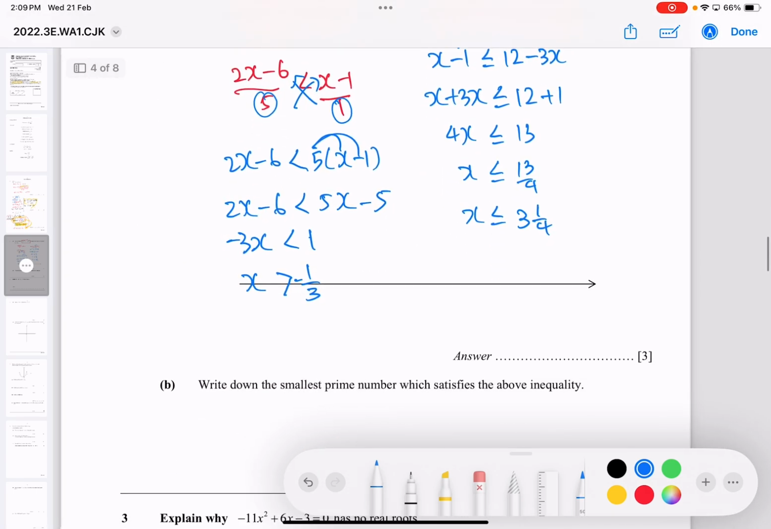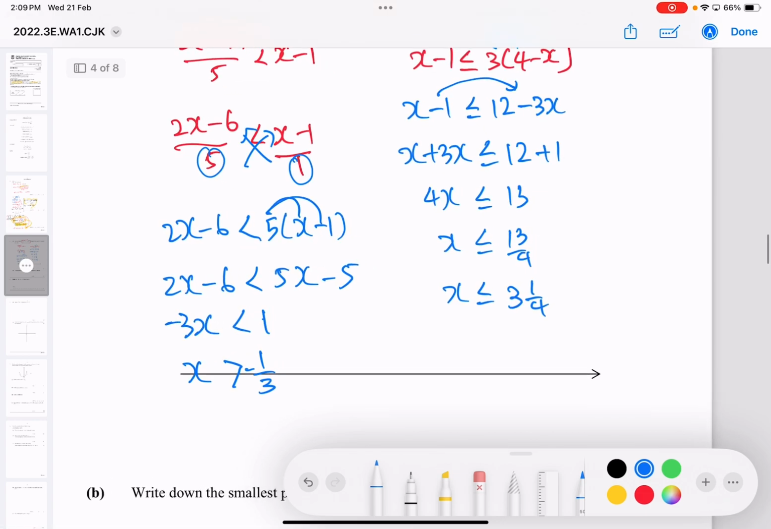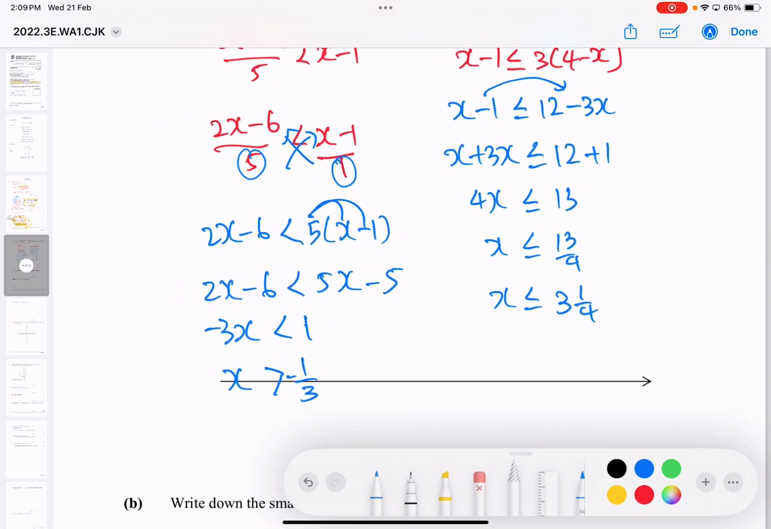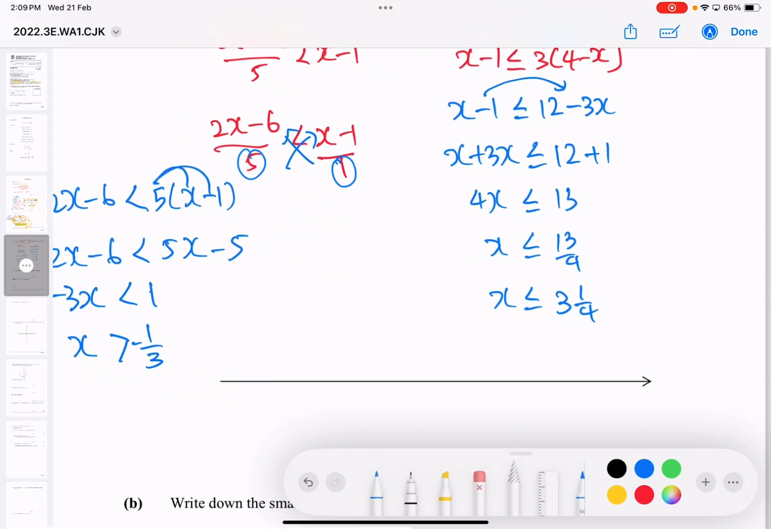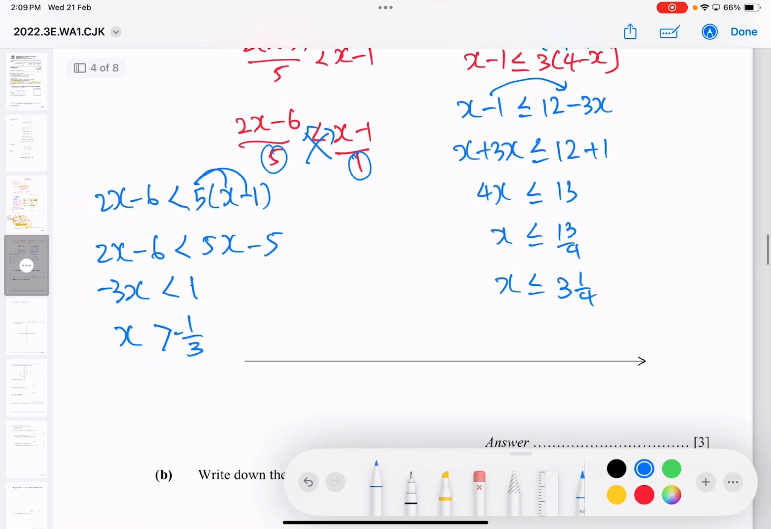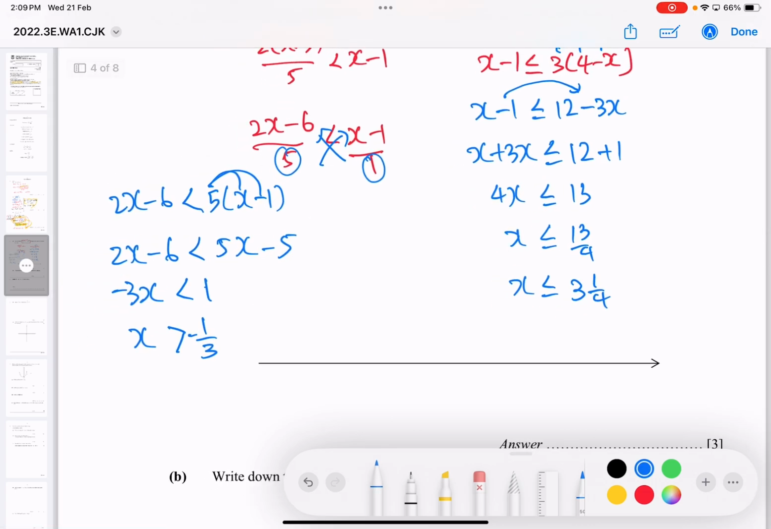Okay? Since they want you to solve and draw on the number line, this is relatively simple. I went over the line. Let me shift it to one side. Okay? I mark the points. Let's say this is 0. Negative 1/3 is over here. Let's say 3 and 1/4 is over here.